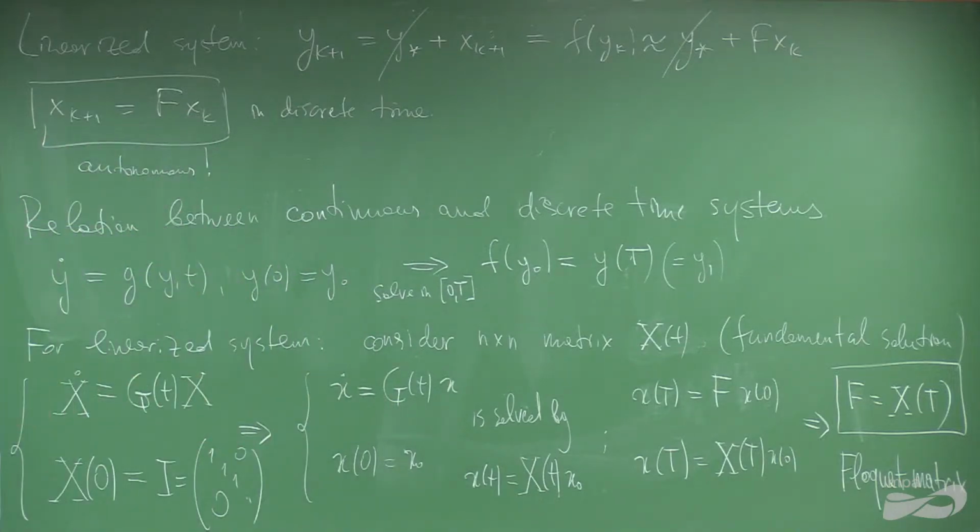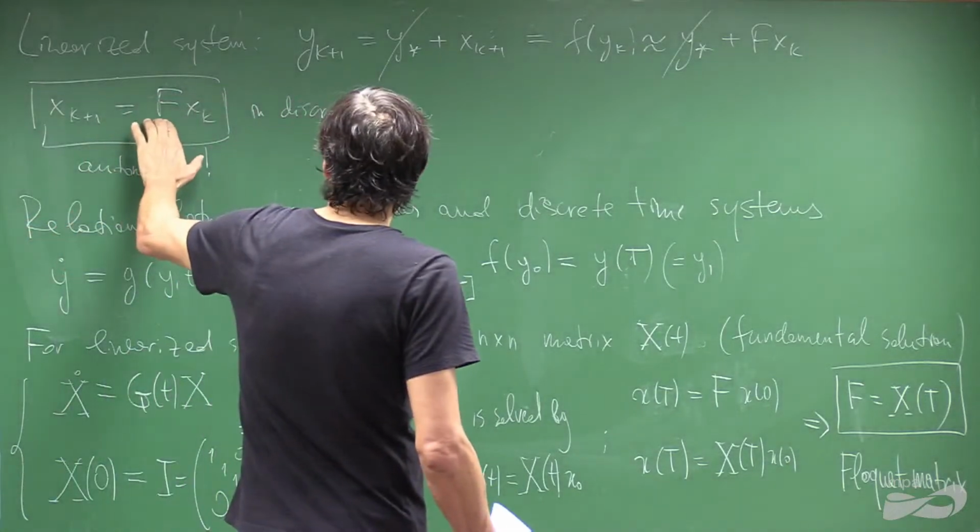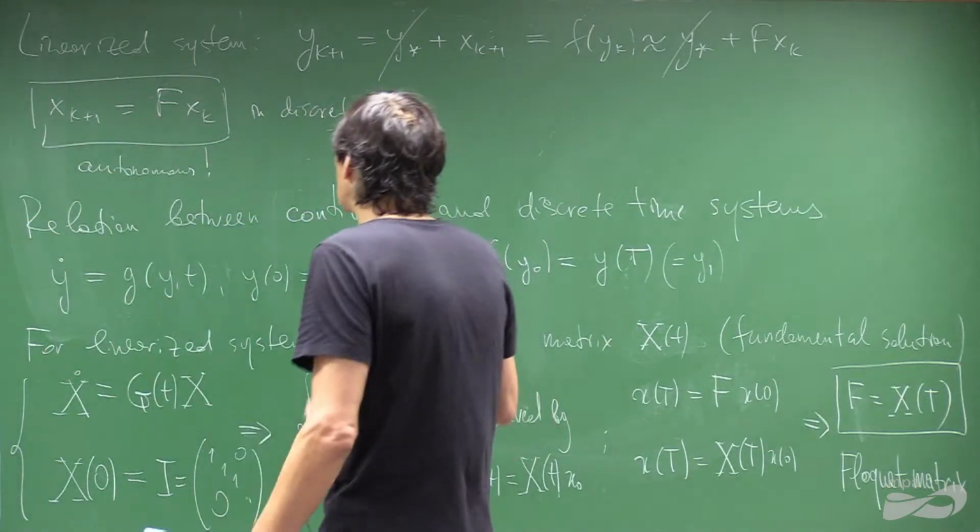Okay, so what do we have? We started with a system with periodic coefficients. We considered equilibrium. We said that we want just to solve the system near the equilibrium. So we can linearize it, and we came out with the autonomous linearized system in discrete time. So this is our object.